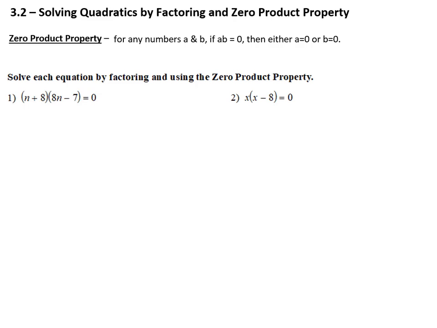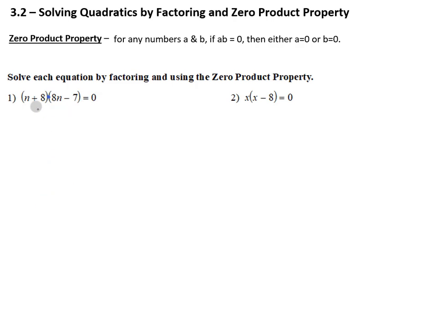So let's figure out how we can use that to help us. We're going to start by looking at some examples that are already factored. It says solve each equation by factoring and using the zero product property. Notice these are already factored out. I have two quantities or factors that are being multiplied together, and they're set equal to 0. So using our zero product property, if we thought of this as A and this as B, and the answer is 0, then either A equals 0, which is n plus 8, or B equals 0, which is 8n minus 7.